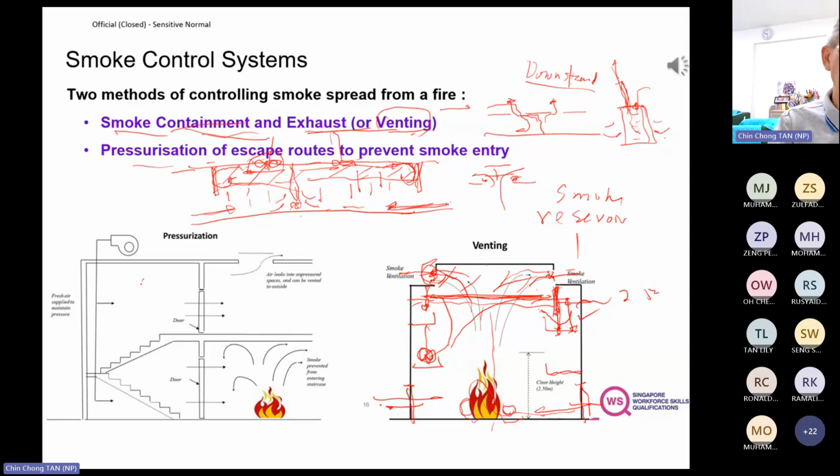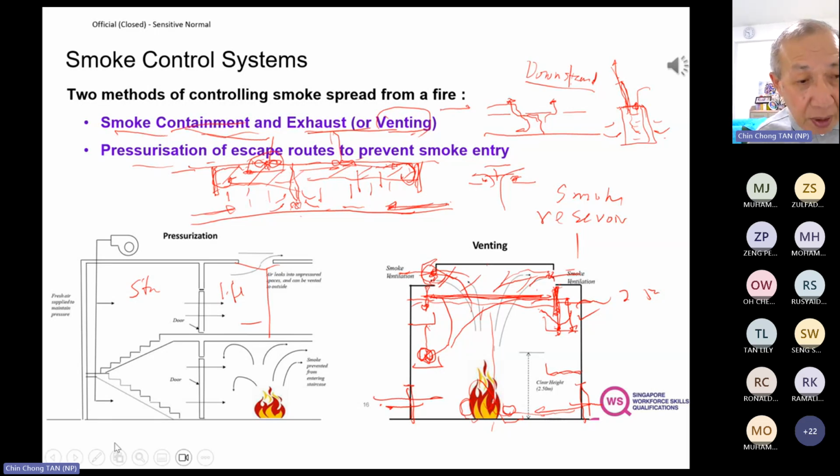Safe areas are like your staircases. Maybe here you have a lobby, the lift lobby, right? So together they are pressurized. So we call this pressurization of staircases and also lift lobbies to prevent smoke from coming in so people can escape safely. So please remember, the second method here is not about venting smoke. It's about preventing smoke from coming into the safe areas.